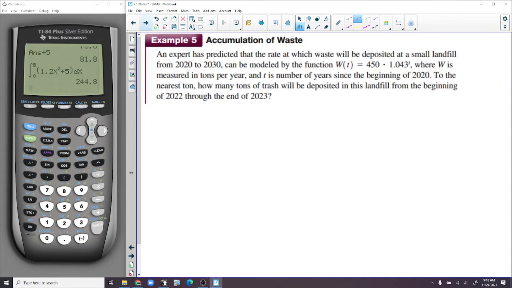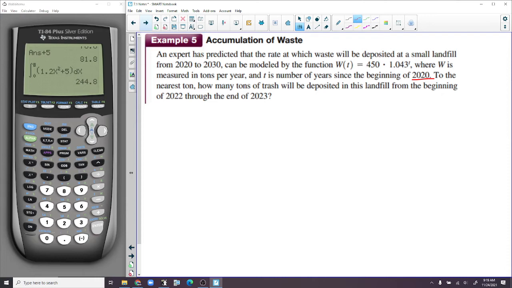Accumulation of waste. This is all story problems involving rates, is the category that I've given this. So I have a whole category of free response questions for this topic. An expert has predicted that the rate at which waste will be deposited at a small landfill from 2020 to 2030 can be modeled by the function, where W is measured in tons per year and t is the number of years since the beginning of 2020. So that's the 0 year.